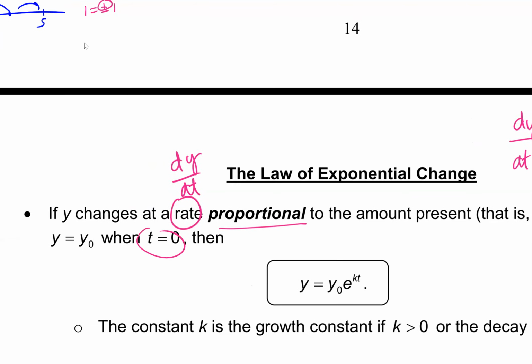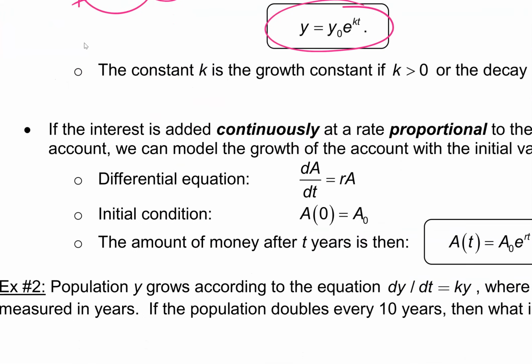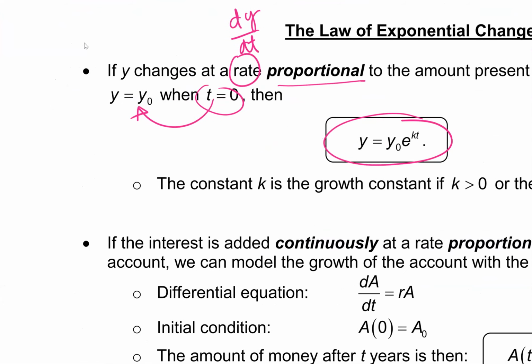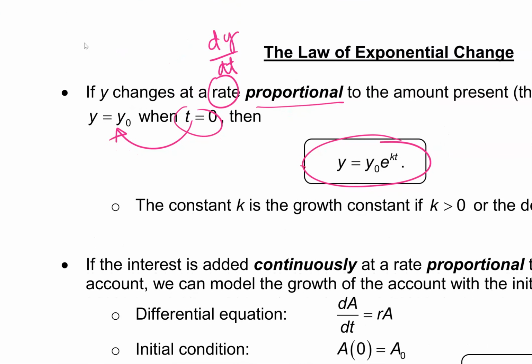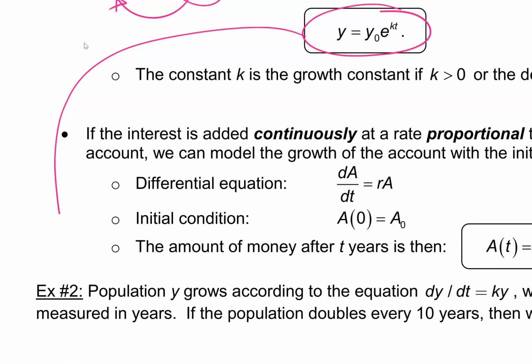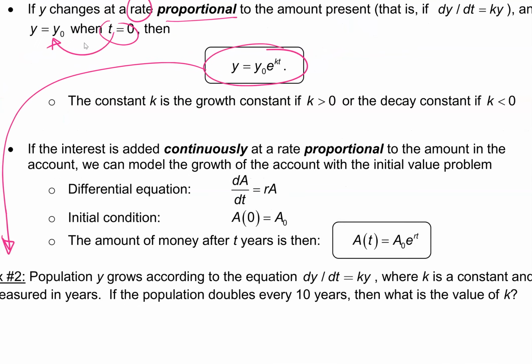Okay, at time equals 0, y naught is the amount we initially have. So guess what? You've probably seen this before. We solved this using separation of variables. You've seen this a lot, so I will derive it in example 2. I think we'll be fine.